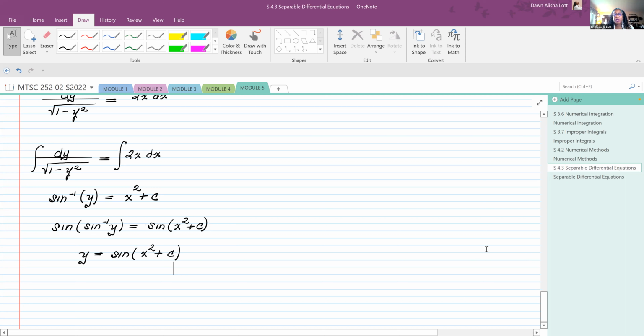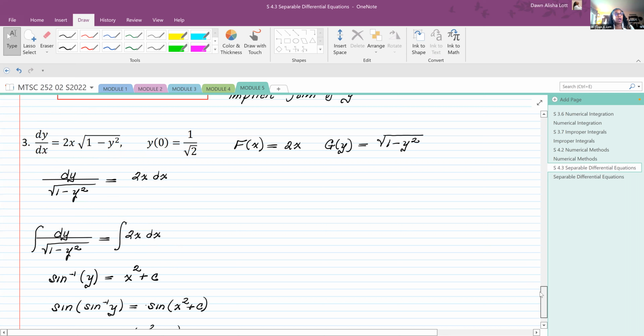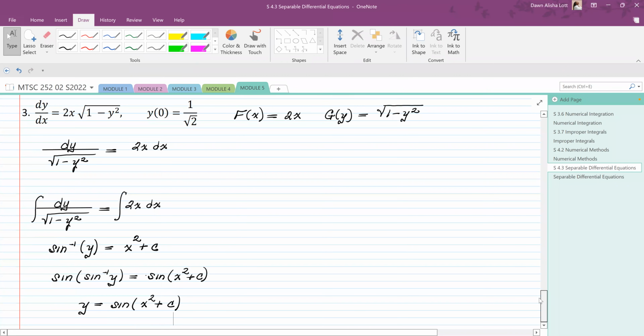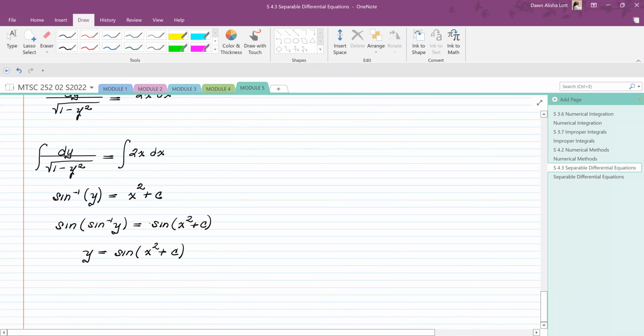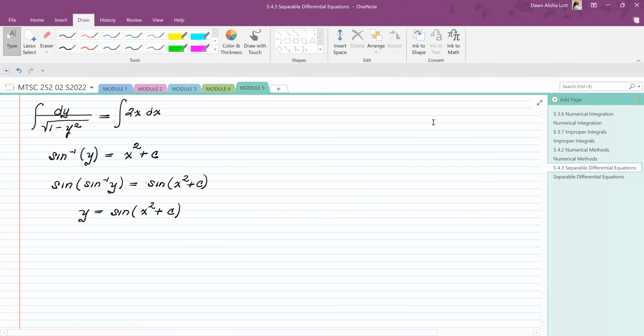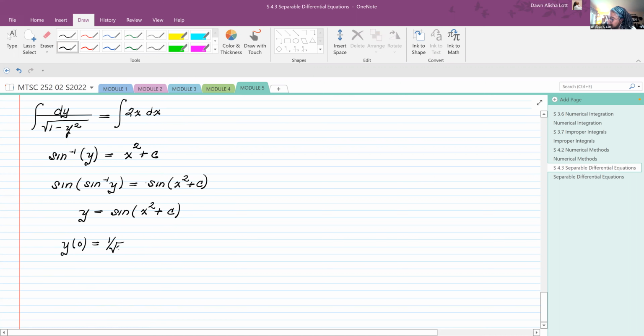Now, we have some information. So our information is y at 0 is equal to 1 over the root of 2. So y of 0 is 1 over the square root of 2.